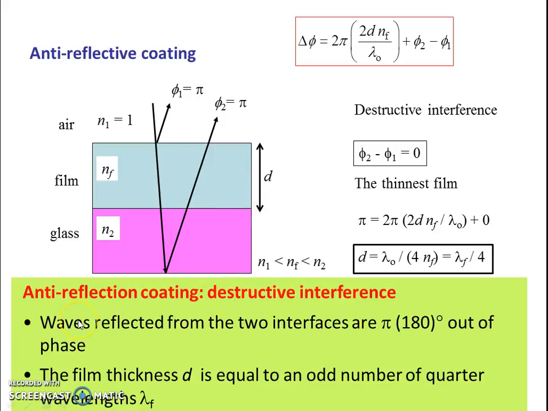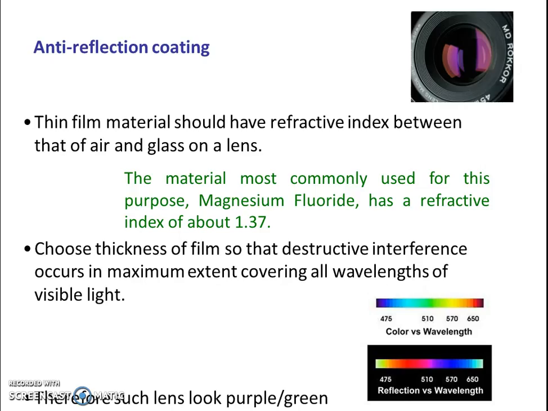So we can conclude here the two conditions: the waves reflected from the two interfaces should be out of phase to satisfy the condition of the anti-reflection coating, and the film thickness d is equal to an odd number of quarter wavelengths of lambda f. These two conditions should be satisfied to make practically an anti-reflection coating over a glass surface or any other materials.